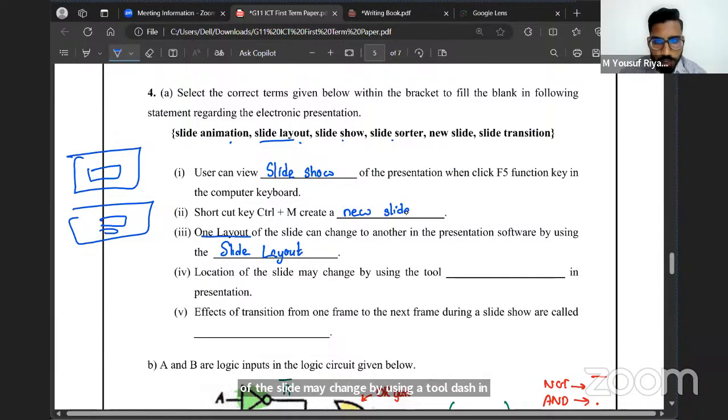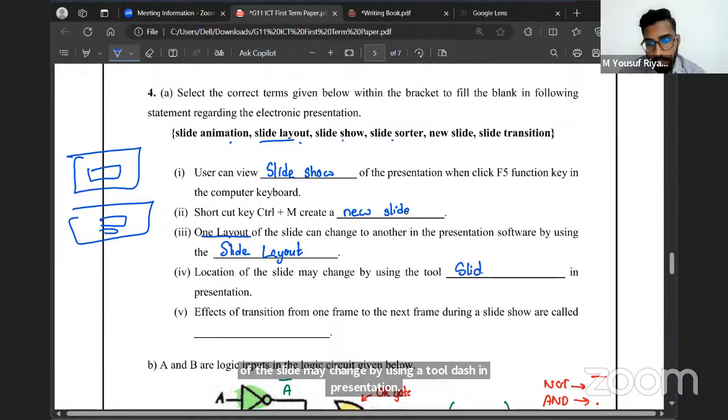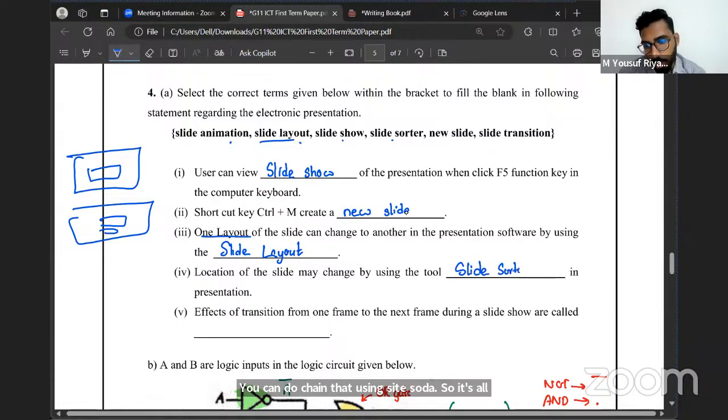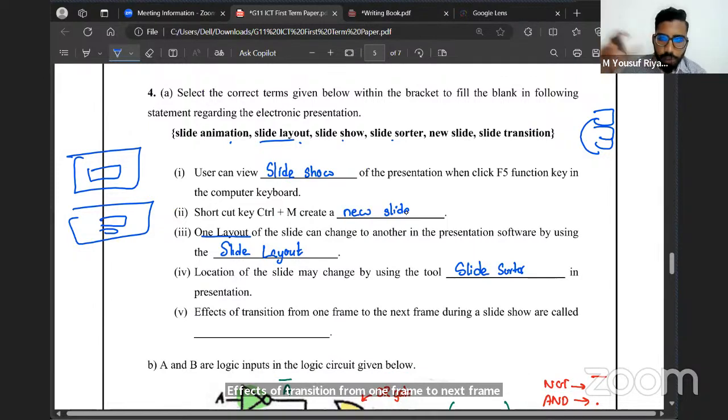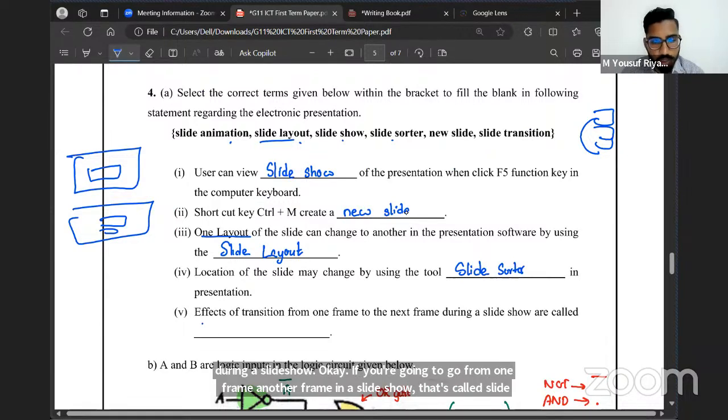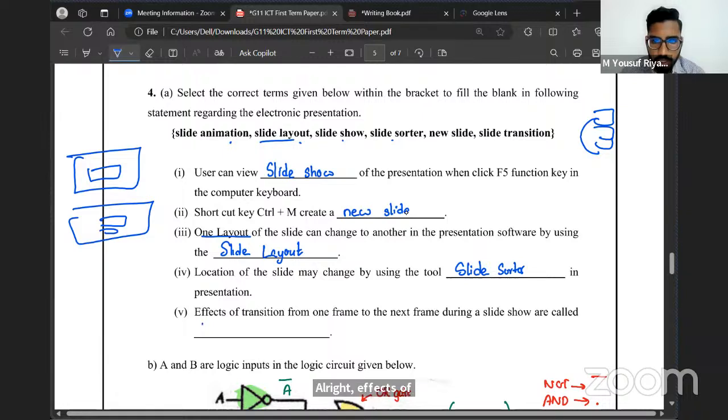You can change that using slide sorter. What you have on the left side in slides shows all the slides: slide 1, slide 2, slide 3. You can drag and move them up and down. Slide sorter. Effects of transition from one frame to the next frame during a slideshow. If you go from one frame to another in a slideshow, that's called slide transition. Effects of transition is basically slide transition.